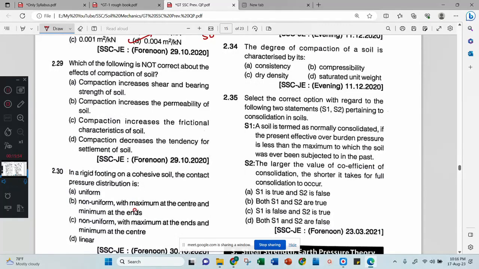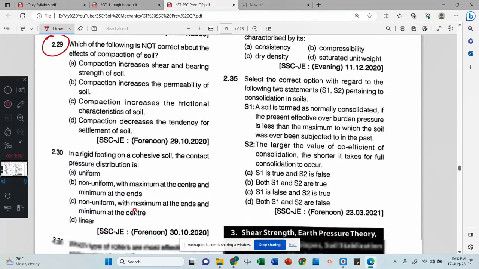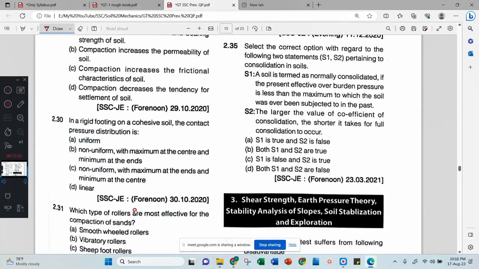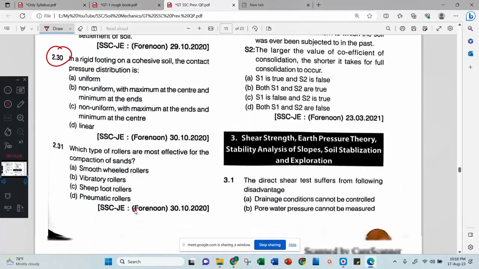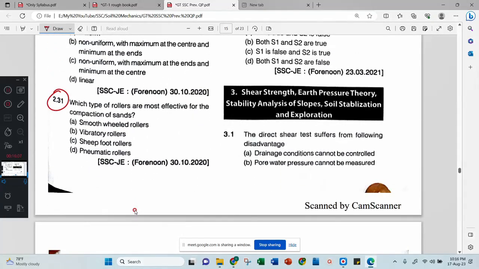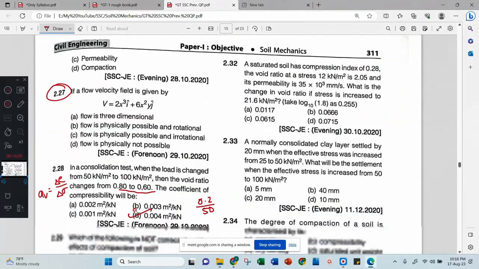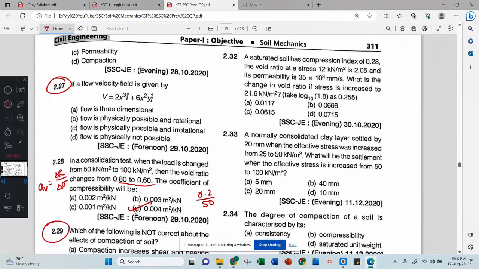This we will discuss later. Rigid footing on cohesive soil, the contact pressure distribution is discussed later. Which type of roller? Discussed later. Saturated soil compression index. You can solve this one. Cc it is, compression index.